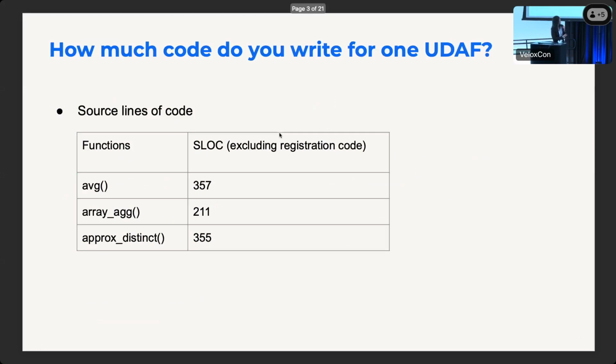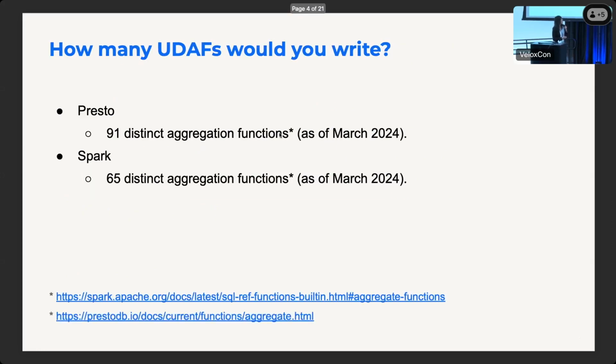So we looked at the size of 3 example aggregation functions: the average, array_agg and the set_agg. We found that the size of those functions using the existing API takes about 211 to 357 lines of code, and that's the function body itself, not including the registration code. Those numbers don't seem too large, but if we look at how many UDFs the author needs to write, in Presto there are 91 distinct aggregation functions, and in Spark there are 65.